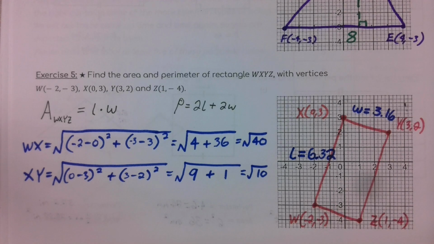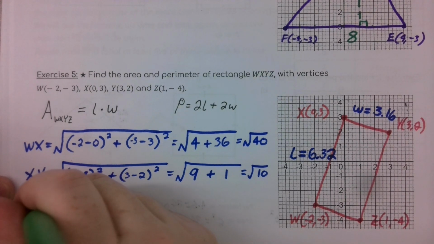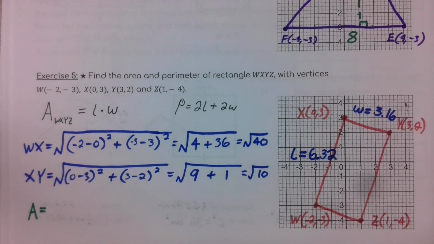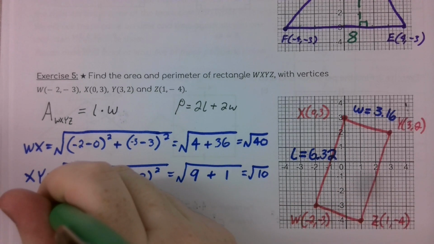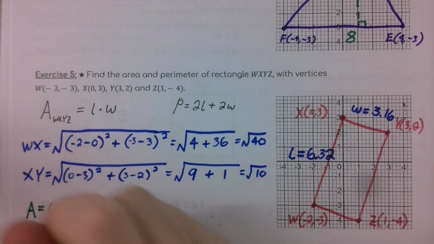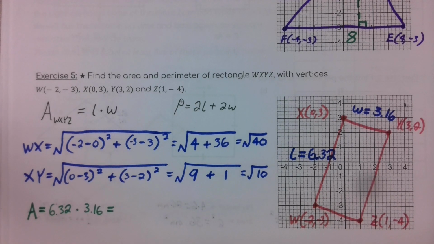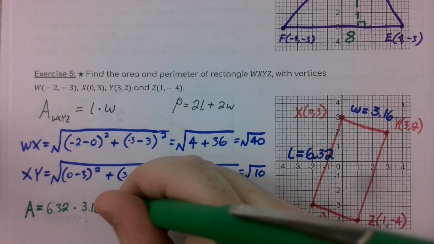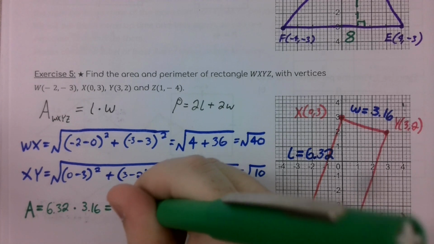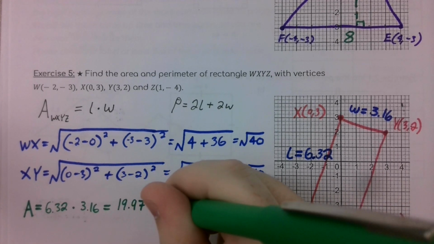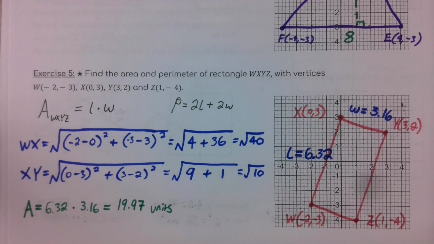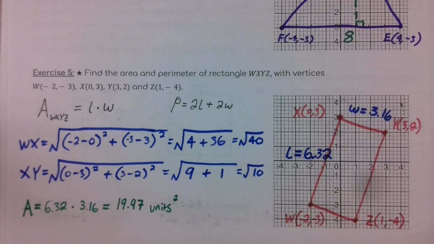So to finish off this problem, the area is just the length times the width. It's going to be 6.32 times 3.16, which is going to equal 19.97 units squared, because we're talking about area.